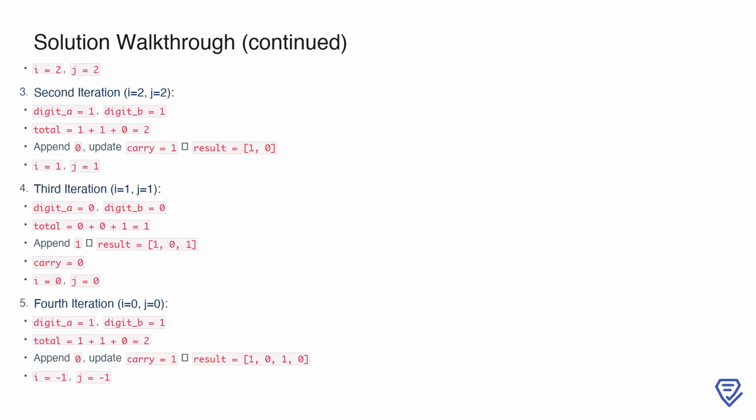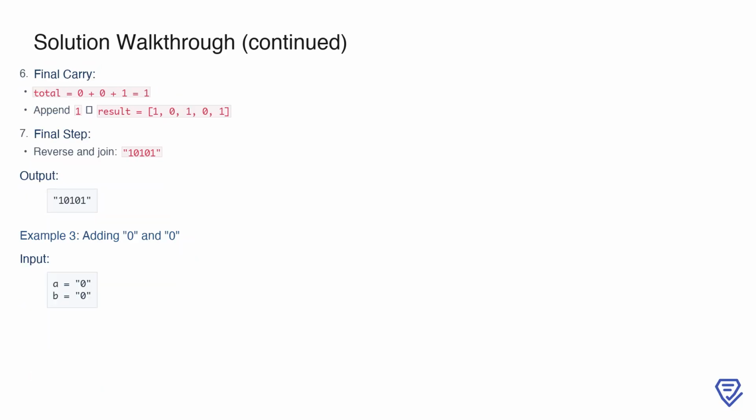Finally, in the fourth iteration, i and j are 0, and the digits are 1 from both A and B. Adding these with the carry of 0 results in a total of 2. We append 0 to result, making it 1, 0, 1, 0, and update the carry to 1. After processing all the digits, we check if there is any remaining carry. In this case, the carry is 1. We add this to the result, making it 1, 0, 1, 0, 1. The last step is to reverse the result and join the digits together to form the final binary sum, 10101. This completes the addition of A as 1010 and B as 1011.